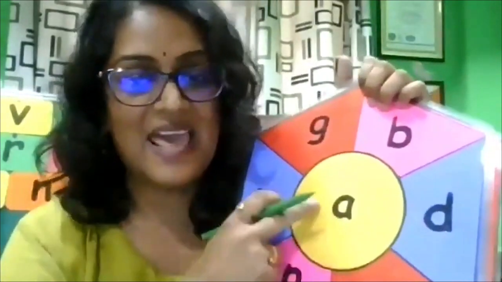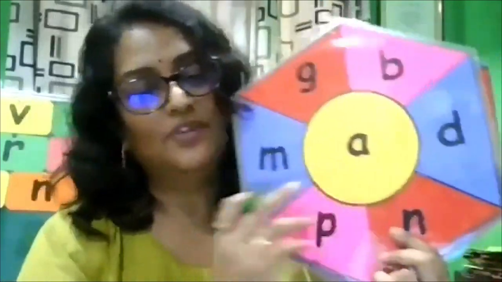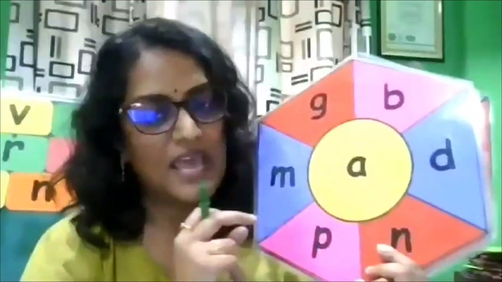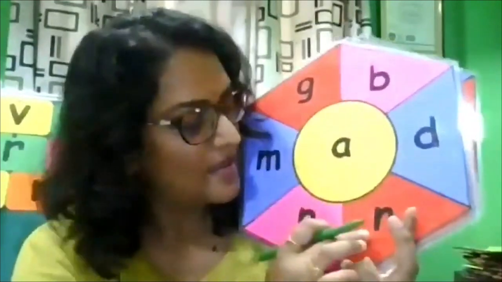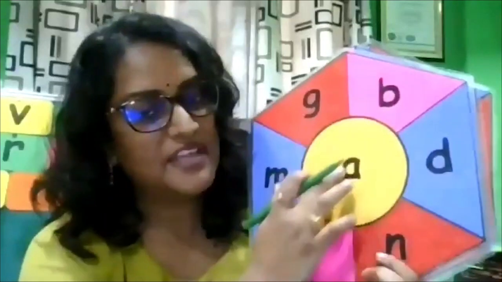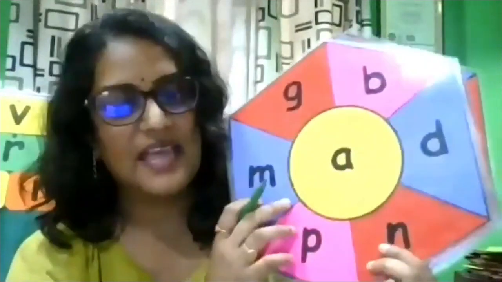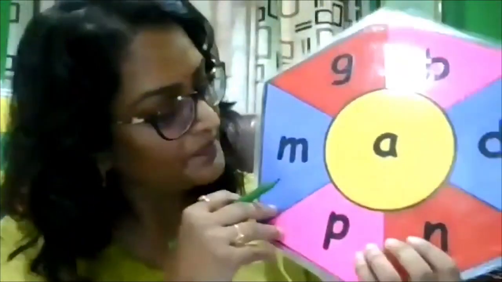So ma becomes very easy, or na becomes very easy for the child to blend. Okay, so once the child is able to do this, it's a trick kind of a thing. The child understands that whatever I blend with a, I should say ma, pa, na, da, ba. Okay, then you can just test if the child is ready for blending. How you test is what I'm going to show you.